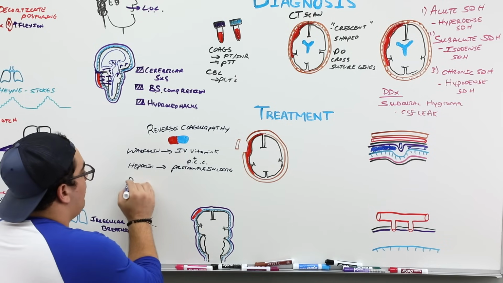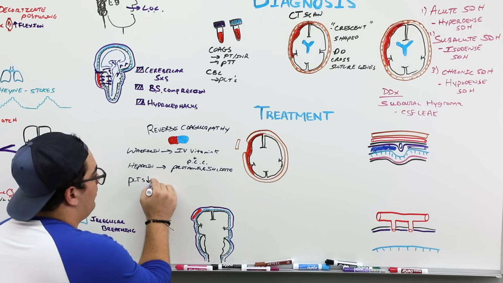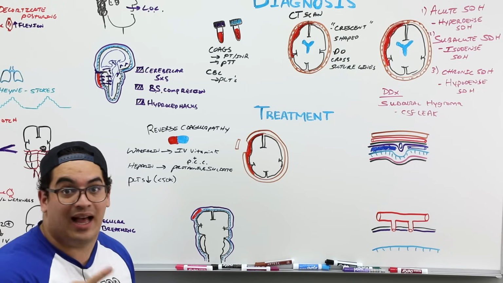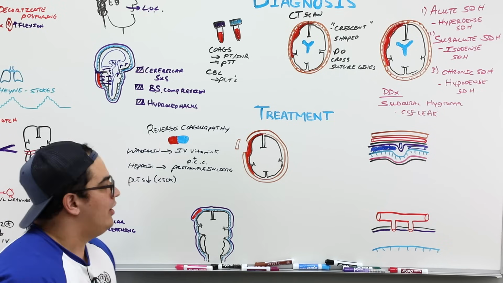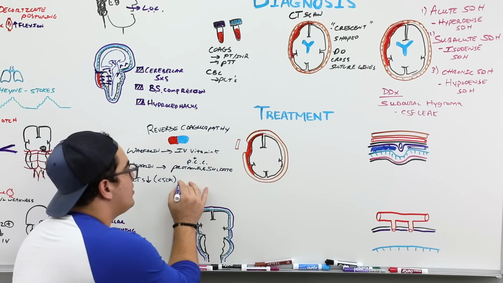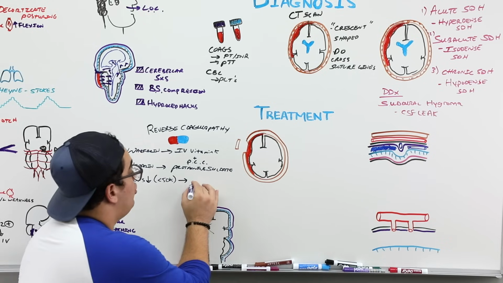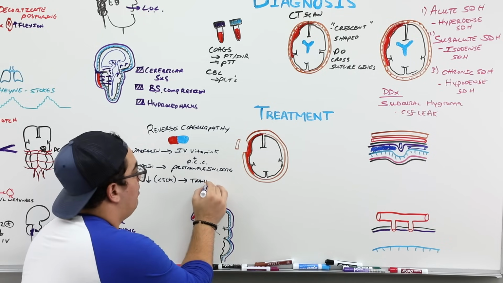The other big thing is, what if their platelets are extremely low? Well, if it's less than 50K, and you're not planning to have a neurosurgical intervention, then that's fine. But if neurosurgical intervention is planned to do something about that, then you should actually transfuse them with platelets.